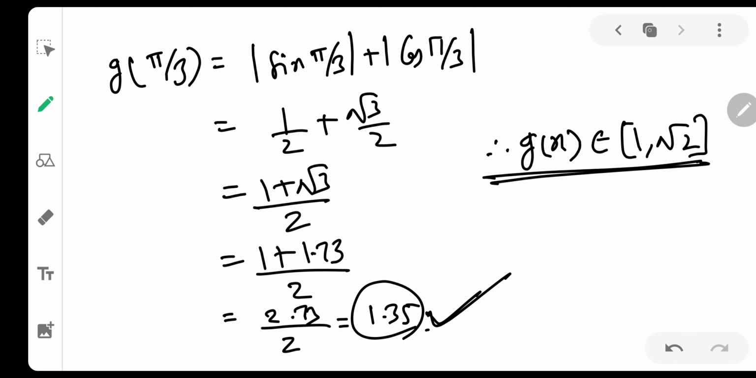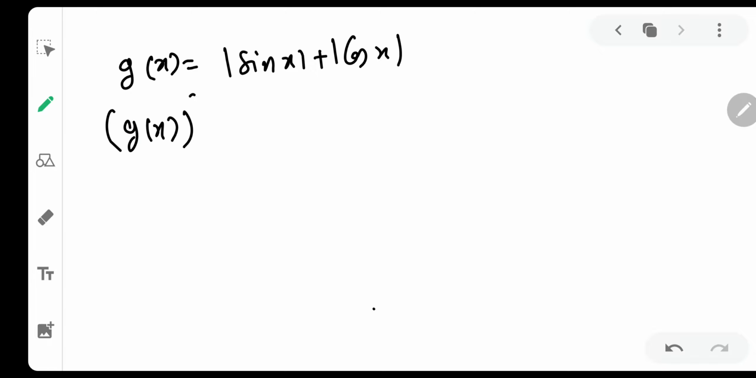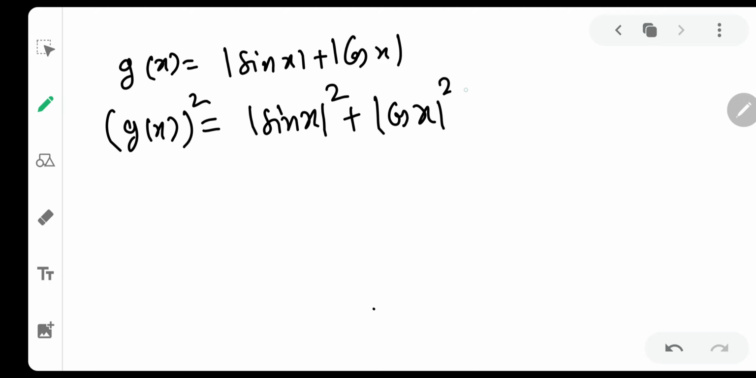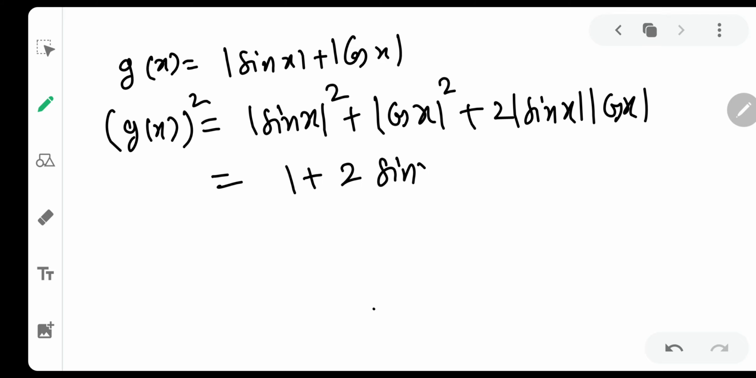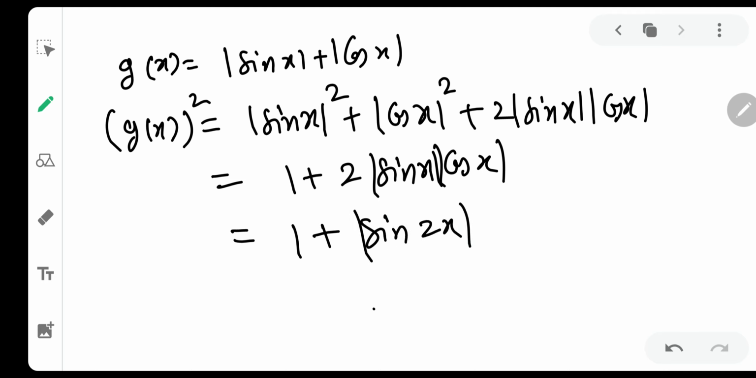Okay, so that is the objective approach. Now let me tell you one more approach. g(x) is equal to mod of sin x plus mod of cos x. Let us square both sides. So g(x) square will be equal to mod of sin x the whole square plus mod of cos x the whole square plus 2 times mod sin x and mod cos x. There are mods. This will be 1 plus 2 times mod of sin x cos x. So simply you can say 1 plus this will be mod of sine of 2x. This is how you get the g(x) square.